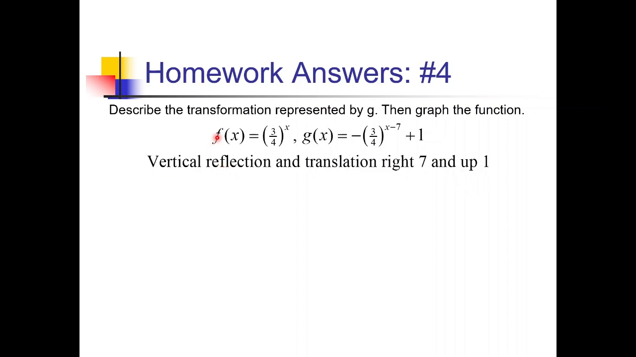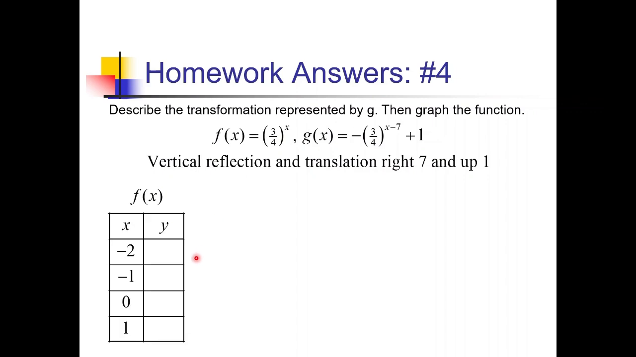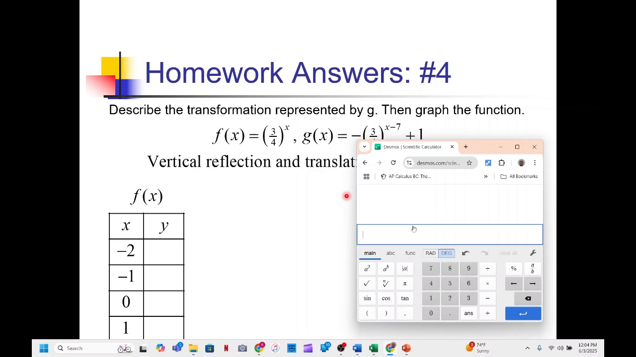To get my original f function, I'm just going to plug -2 through +1 into this. Since it's a decay function, I start with -2 and end with 1. So let me go to Desmos and plug a few of these in. So let me write the f function. F of x equals parentheses, fraction 3/4, raising that to the x power. And now let's plug in -2. That's about 1.78.